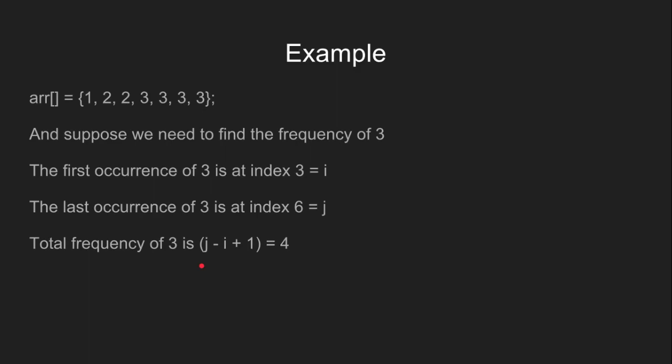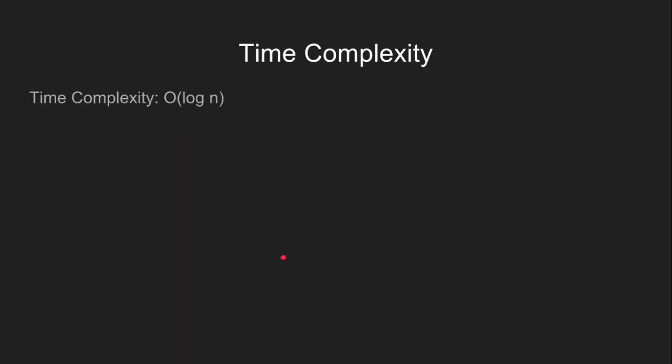Let's apply this algorithm to this example. Suppose we need to find the frequency of 3. We can see that the first occurrence of 3 is at index 3. The last occurrence is at index 6. So the total frequency, which is j minus i plus 1, is 4.